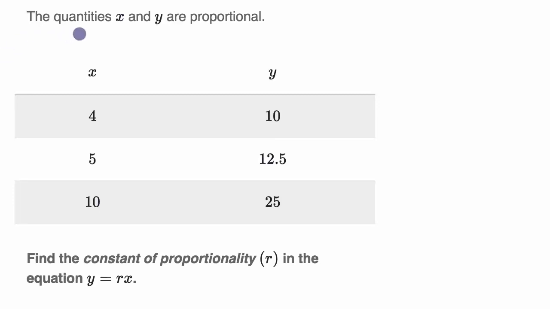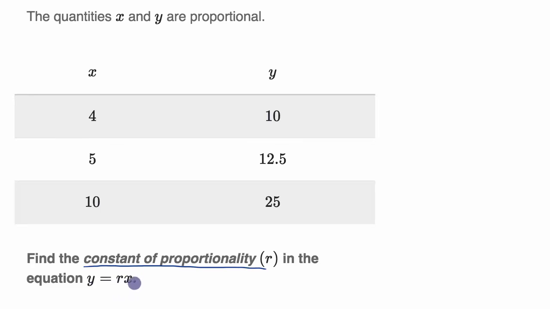We're told the quantities x and y are proportional. And then they give us a table where they give us a bunch of x's, and then they give us the corresponding y's. When x is 4, y is 10. When x is 5, y is 12.5, and so on and so forth. Find the constant of proportionality r in the equation y is equal to r times x.